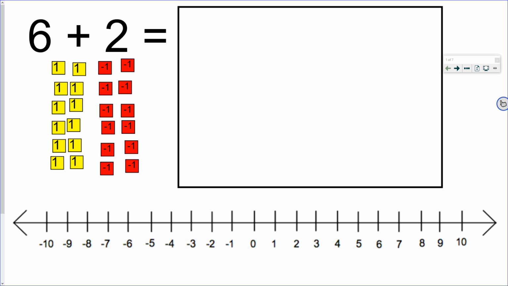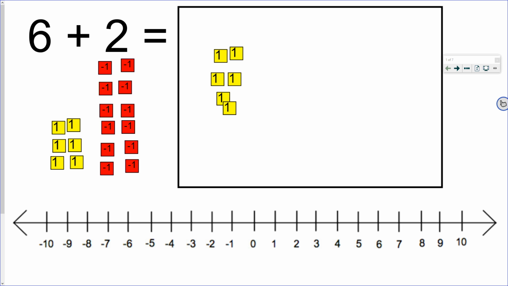Now we can take these manipulatives here, take 6 of them: 1, 2, 3, 4, 5, 6. That represents our first integer of 6. Then we're adding 2 more positive integers.